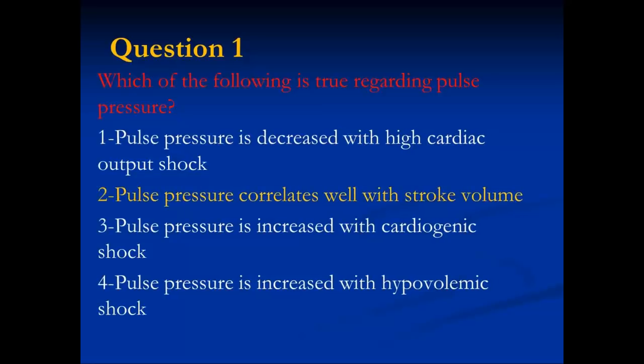The answer is B. So, of course, the pulse pressure will be increased with the high cardiac output, and will be the reverse, decreased, in cardiogenic and hypovolemic shock.